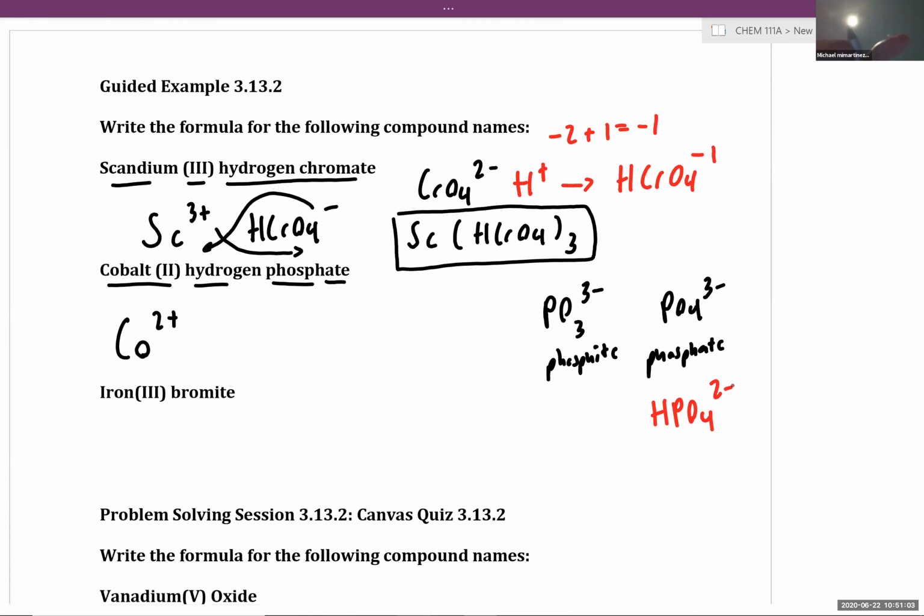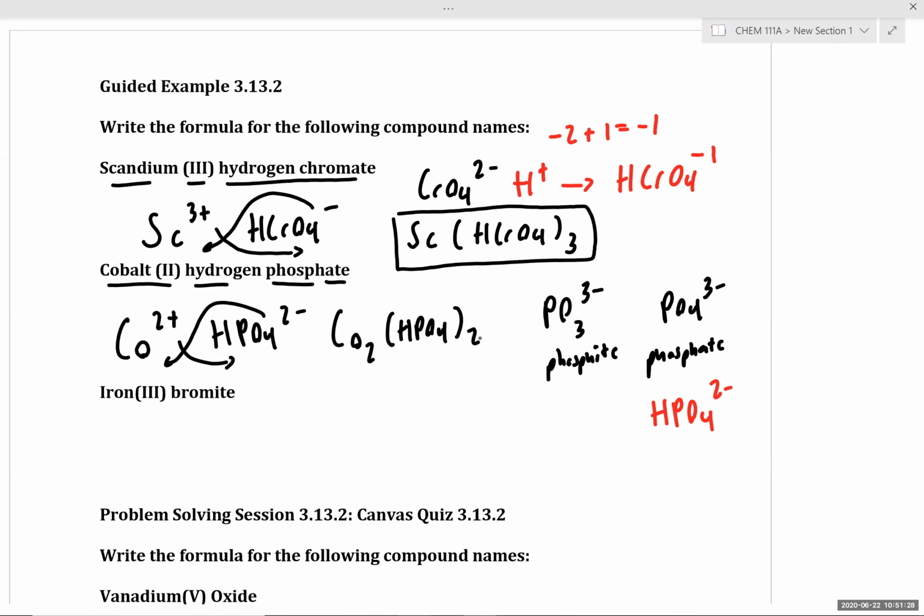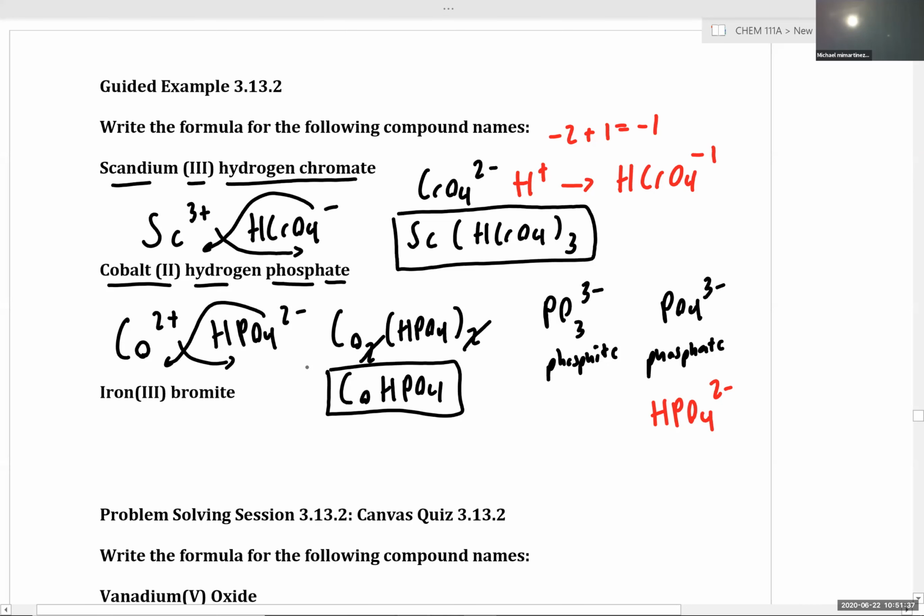Now we write out the formula of our polyatomic ion, which is HPO4 2 minus, and then we cross our charges, and that in turn gives us cobalt 2 HPO4 2. Now, is there something else that we can do here? We can simplify. Yep, exactly right. So we're going to simplify this 2-to-2 ratio to a 1-to-1 ratio. Perfect, exactly right.